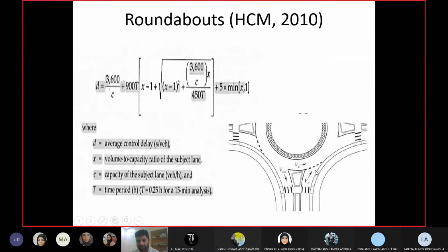So for example, I'm doing the delay study for this side of the roundabout, the one at the bottom. So this side may have 1 or 2 lanes. The delay in each lane will be different. So C is the capacity of the lane for which you are trying to find out the delay. If there are 2 lanes, each lane may have a different capacity, so each lane will have a different value of delay.